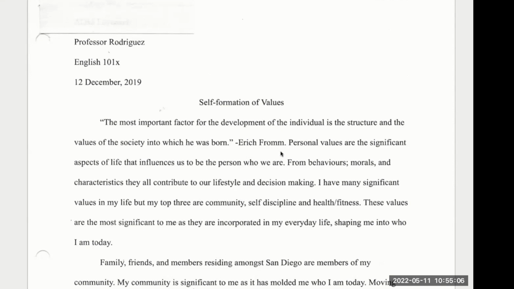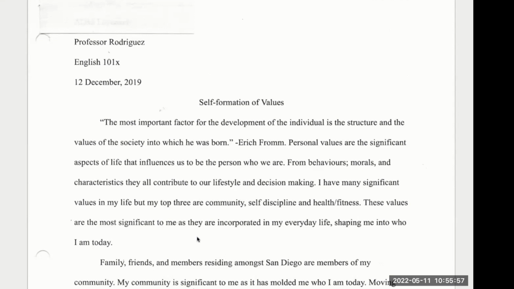And then some very basic information. Personal values are the significant aspects of life that influence us to be the person who we are. Very general statement, right? From behaviors, morals, and characteristics, they all contribute to our lifestyle and decision-making. Giving us a little bit more information, building, right? This writer is building. Now she gets personal. I have many significant values in my life, but my top 3 are community, self-discipline, and health and fitness. These values are the most significant to me as they are incorporated in my everyday life, shaping me into who I am today. Excellent.